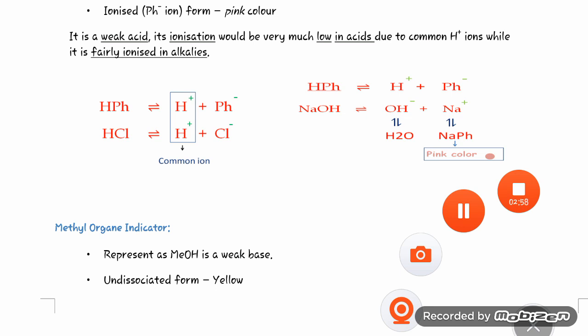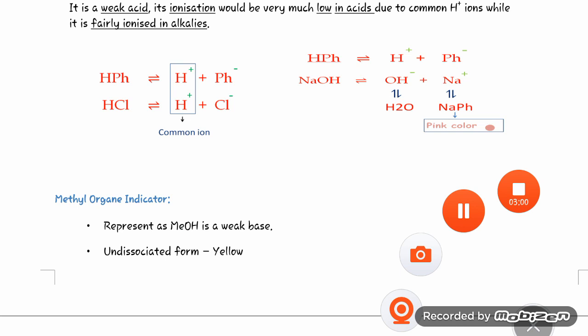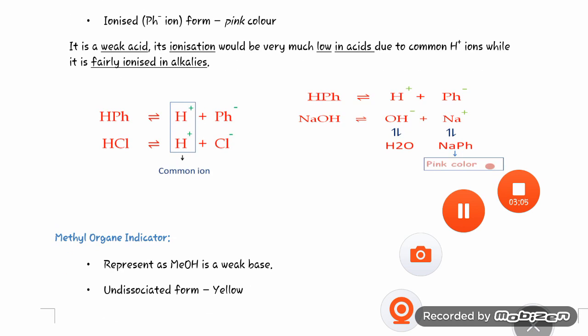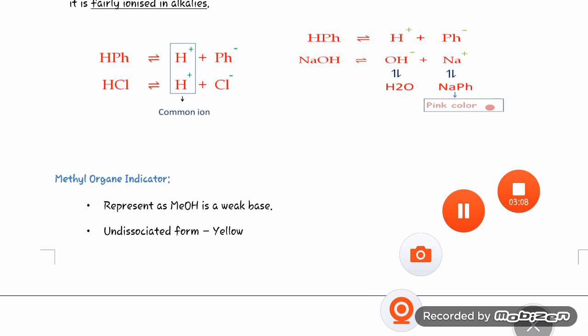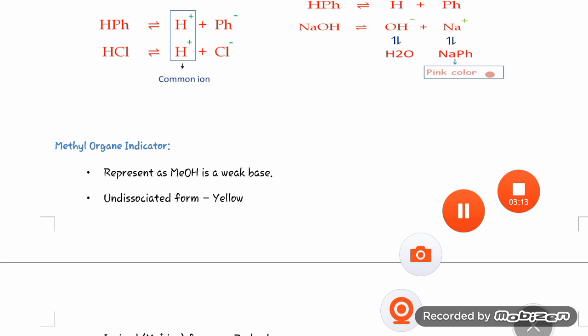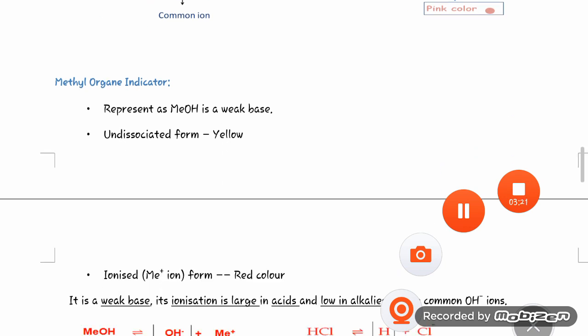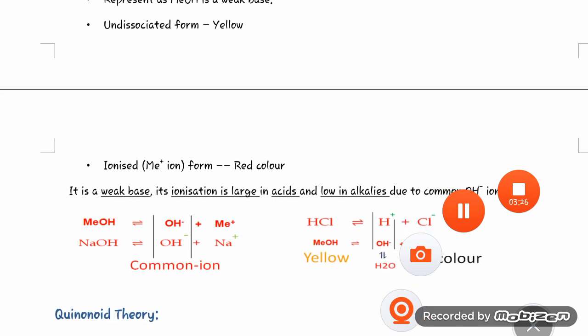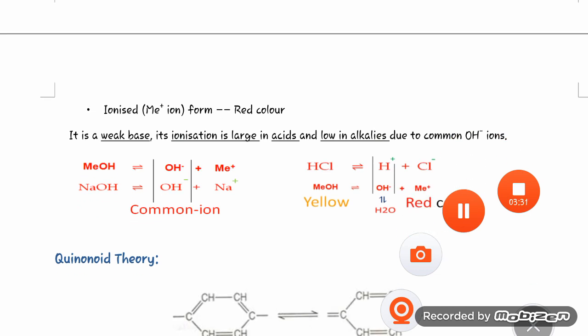This is the reaction you can see of phenolphthalein. These indicators we will use in our practical. Next is the methyl orange indicator, represented as MeOH. It is a weak base. The undissociated form is yellow in color. The ionized Me ion form is red in color. It is a weak base. Its ionization is large in acid and low in alkalis due to the common OH ion.